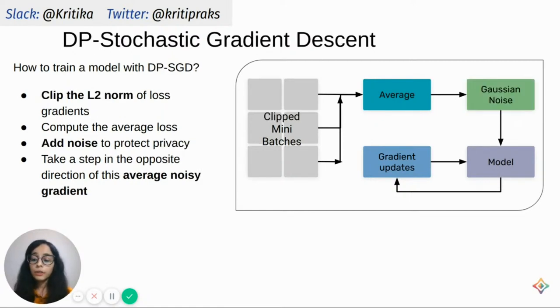So now, if we have to look at a differentially private version of this optimization, the few changes that are going to be introduced is, the first one is that when we are creating mini batches, we will be clipping the L2 norm of those loss gradients before we average them. And after we average them, we would be adding Gaussian noise to be able to protect the privacy of the users. And finally, the update step would be the same, except that now the step taken would be in a direction opposite of the average noisy gradient. Using this, we are able to make the entire deep learning pipeline differentially private.